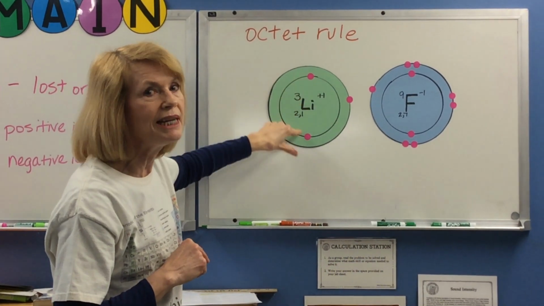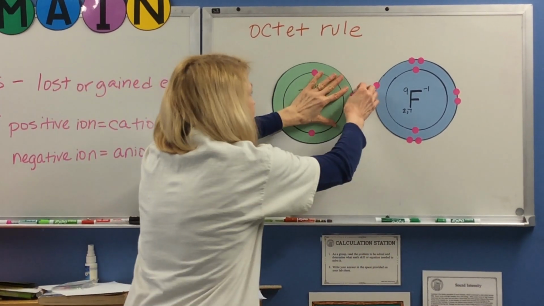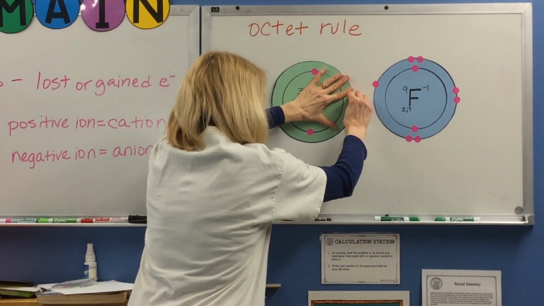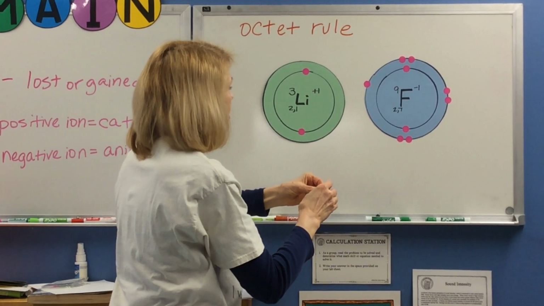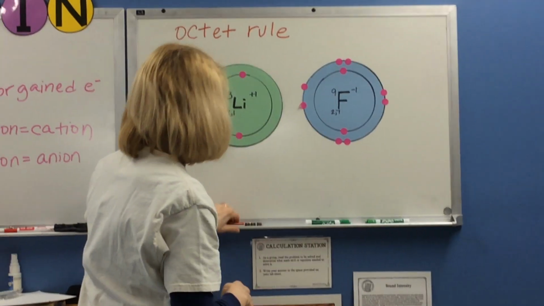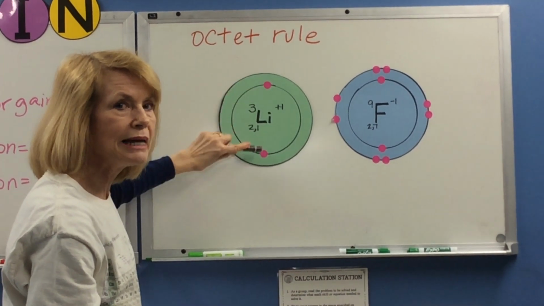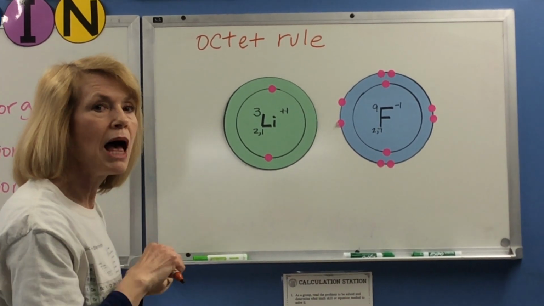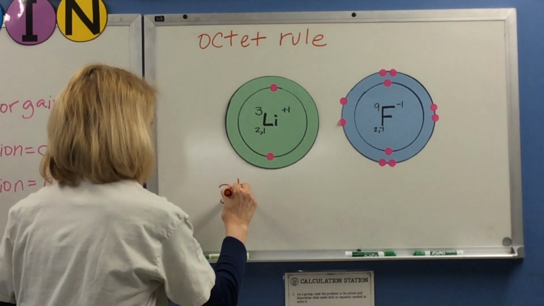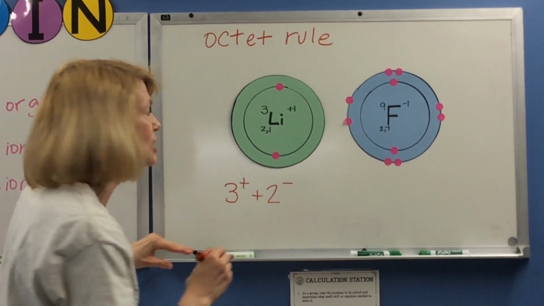With 2 electrons in it, and that's full. So lithium's going to be happy then. Lithium's going to get rid of this electron, and it's going to give this electron to fluorine. So now lithium has 3 protons and 2 electrons. So 3 positive and 2 negative. So it has an overall charge of -1.